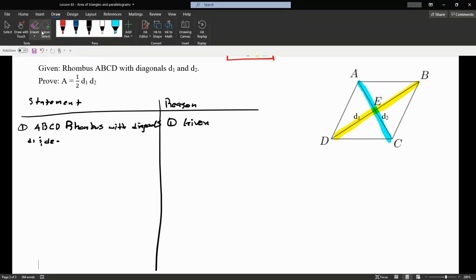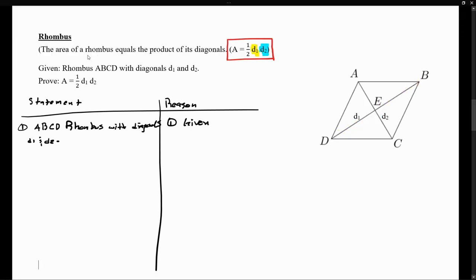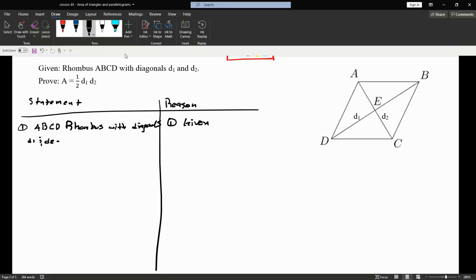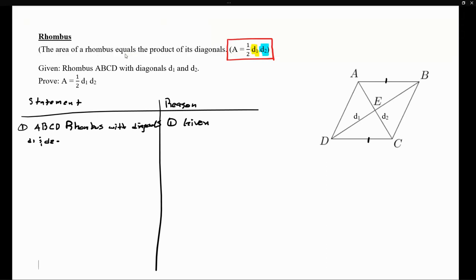Let me actually erase what we have here, because we're going to need this figure to build the proof. And recall that by definition, a rhombus is a parallelogram where all sides are equal to each other, or congruent to each other.